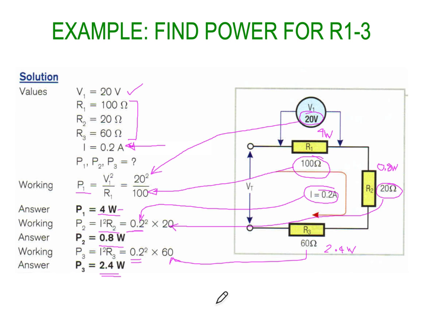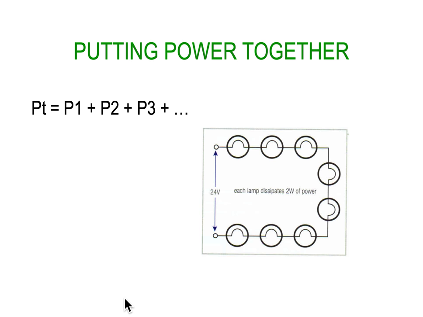So if we want to know what the total power of the circuit is, we simply would go 4 plus 0.8 plus 2.4 would give us the total power. So putting power together, total power equals power 1 plus power 2 plus power 3.